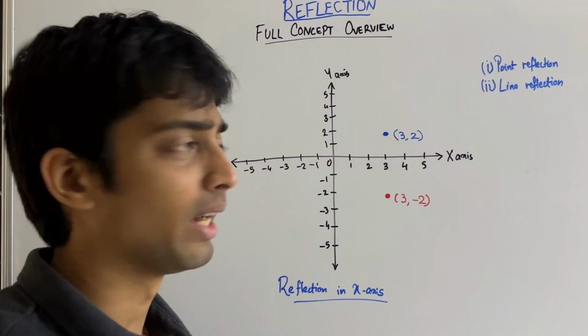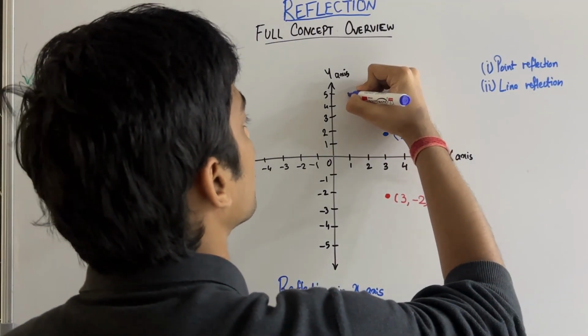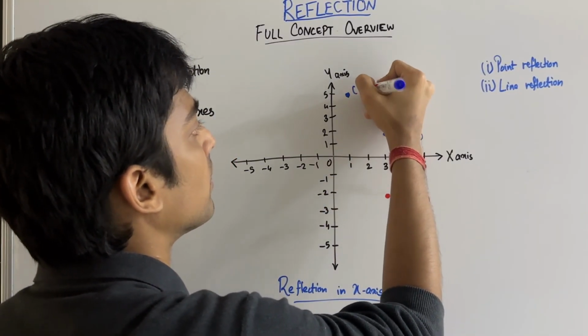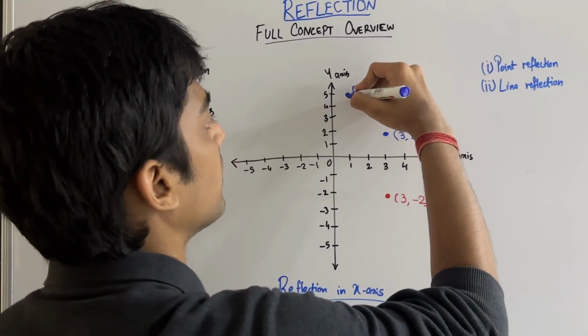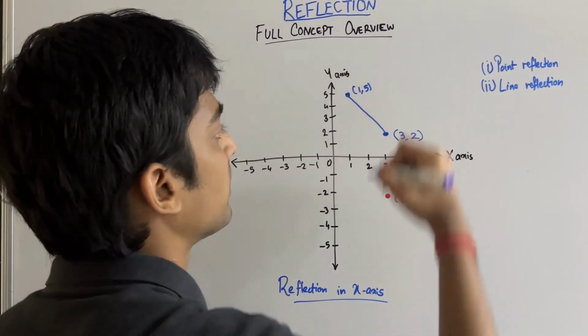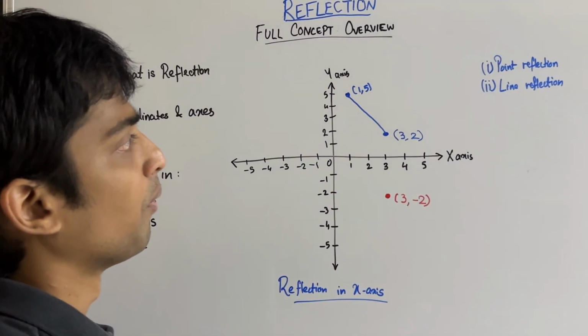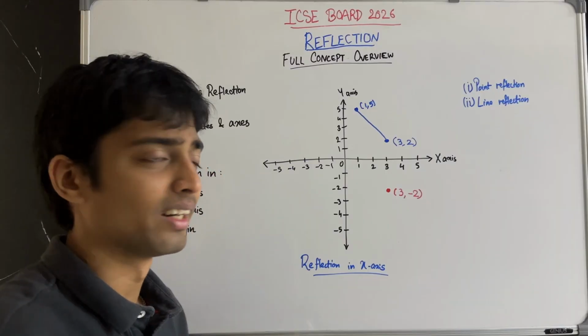Instead of a point, we have a line. So one endpoint is here, another endpoint is here of the line. And this coordinate will be called 1, 5. Okay. Now we'll join these points, make a line. Now, the question is, now it's a line reflection. We have this line, we want to reflect it in x-axis.